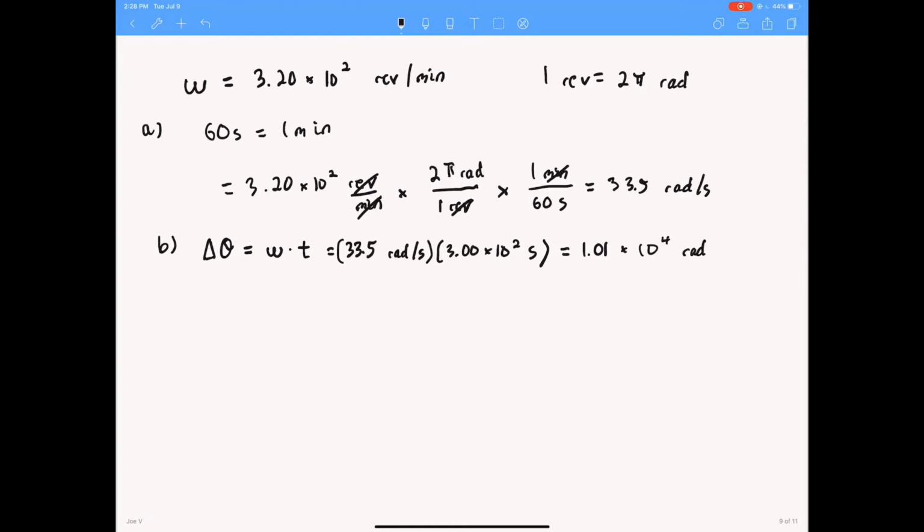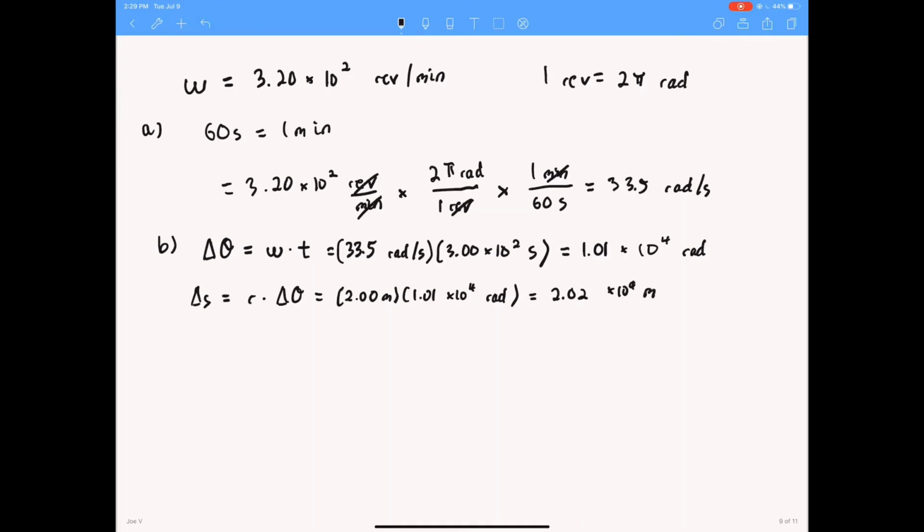Next, we multiply the angular displacement by the radius to get the arc length. That's delta S equals r, our radius, times delta theta, which is the angular displacement. That equals 2.00 meters times 1.01 times 10 to the 4th radians, our answer from before. When you multiply those two numbers, you get 2.02 times 10 to the 4th meters.